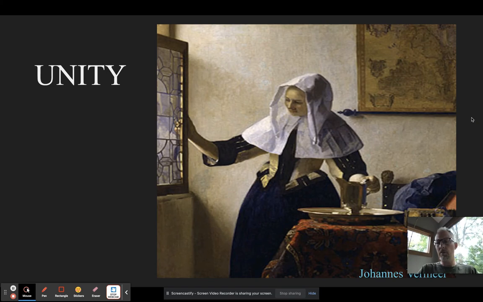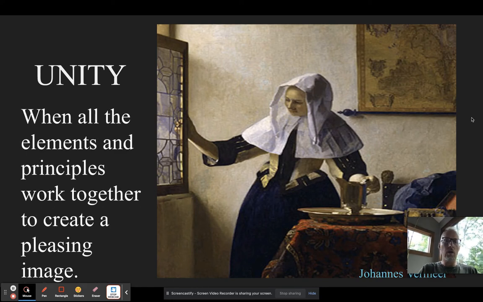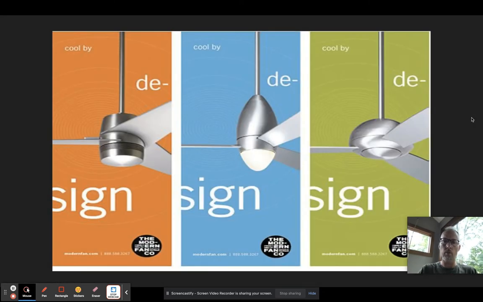Unity. Now, Unity is going to be one of the harder ones to grasp, and it's one of those elements of art that is easier to see when it's not working rather than when it is working. Unity is when all the elements and principles work together to create a pleasing image. Nothing is sticking out like a sore thumb, something that just seems like it shouldn't be there because it hasn't been designed well to go along with what we have.